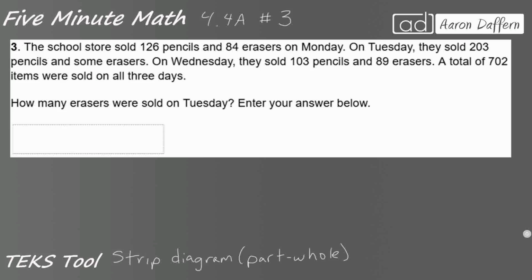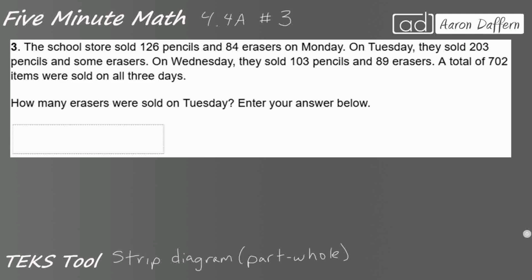Today we are looking at the TEKS tool strip diagram, working with part-whole relationships with a problem related to TEKS 4.4a. We will solve it in 5 minutes or less. If you haven't done so already, please take a moment to pause the video, work this problem out on your own, unpause it, and we will look at our answers together.